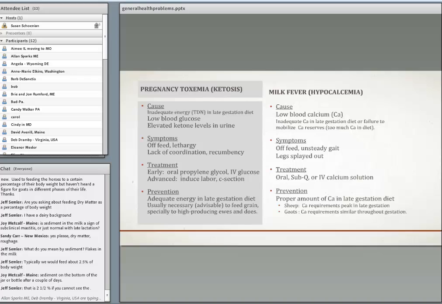Pregnancy toxemia has a lot of different names: ketosis, twin lamb disease, lambing paralysis. It's caused by an inadequate intake of energy in the late gestation diet, which results in low blood glucose and elevated ketone levels in the urine. As they break down the fat on their back, the byproduct of that is ketone bodies, which become toxic.